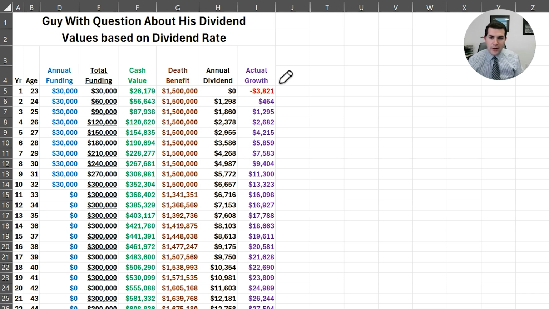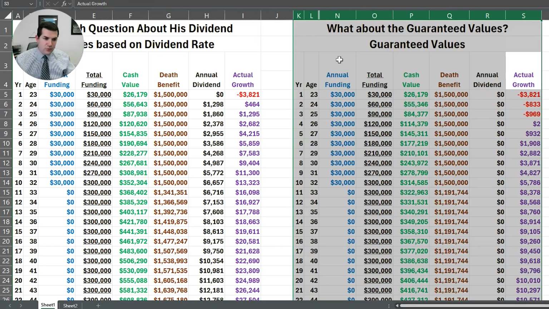When things aren't transparent, what I found to be very, very helpful is just try to make it as transparent as possible and try and have things color-coded, make it simple. This way people can see it and say, got it, makes sense. The last thing you ever want anyone to feel like is they're confused about their money. That never turns out well. All right, so that's the dividend rate. Let's move on to the guaranteed values.